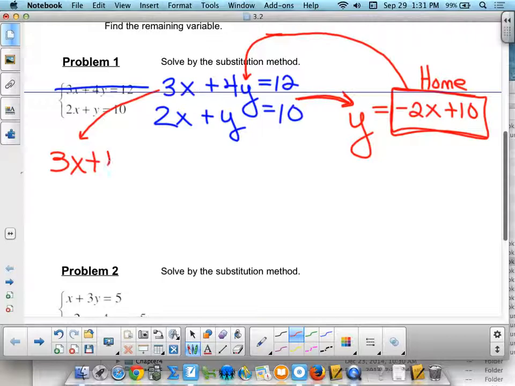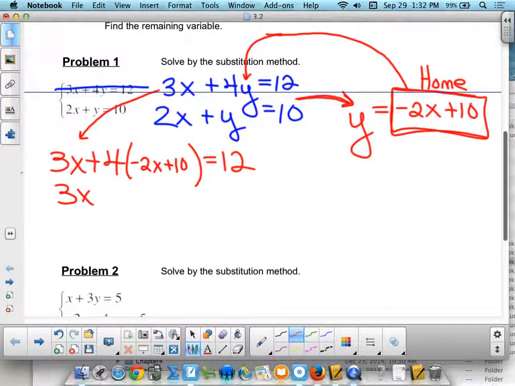3x plus 4 times y. Use your grouping symbols. What are you putting in for y? Negative 2x plus 10. Now, if you guys can get ahead of me, get ahead of me. Don't. No, if you're copying my work, that means you're really relying on me too much.